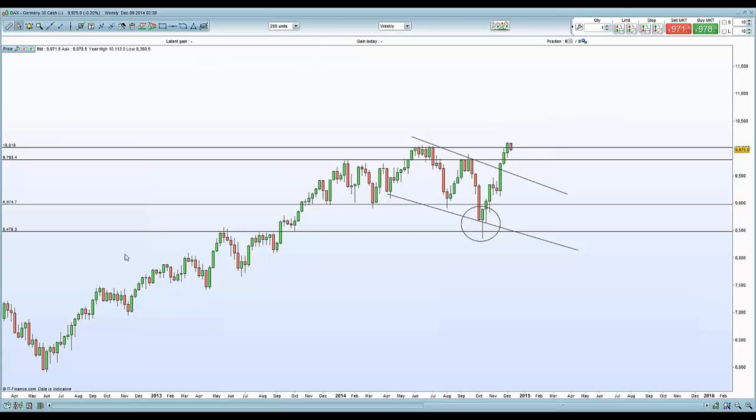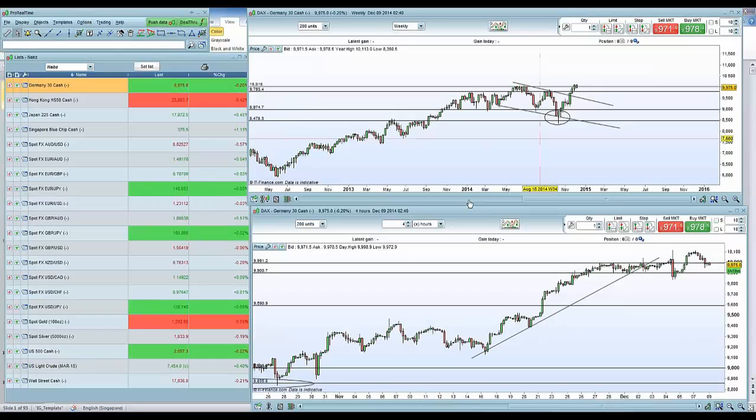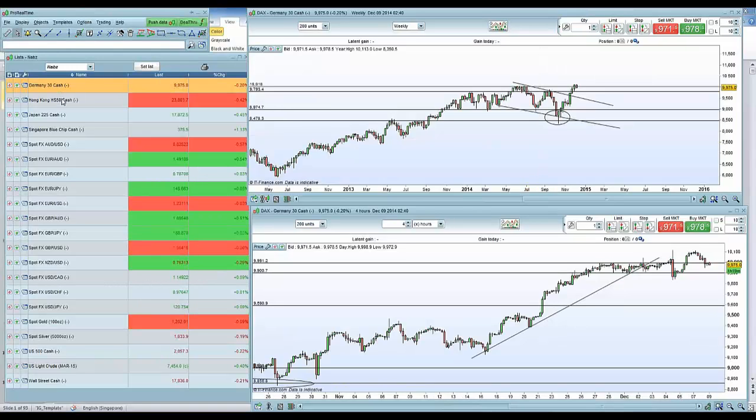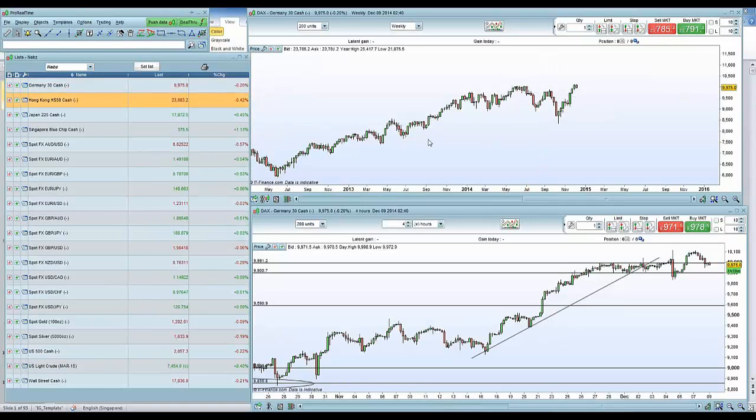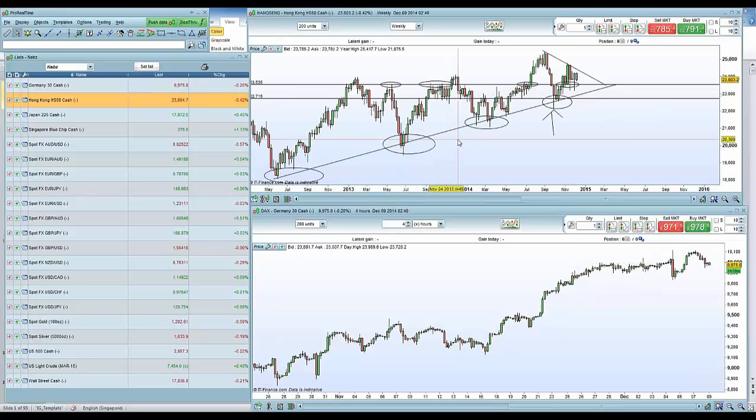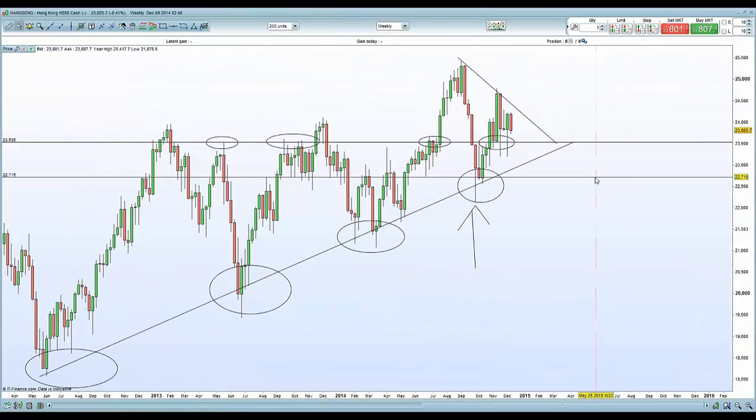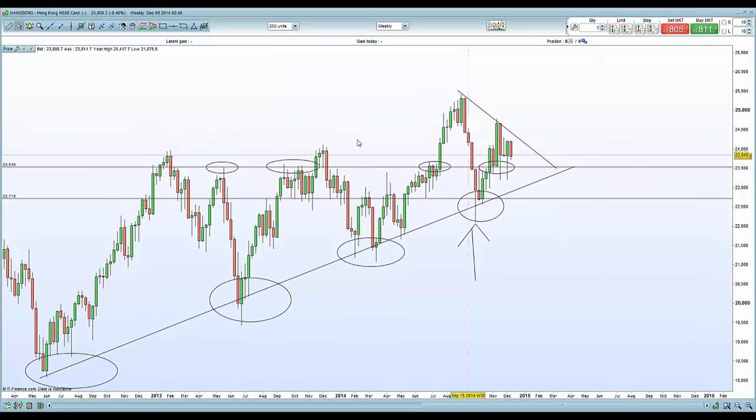All right, so that's the DAX for you. Now moving on to the Hang Seng. If you look at the Hang Seng and compare it to last week's webinar, it is basically doing absolutely nothing, because there's really nothing you can infer or analyze.